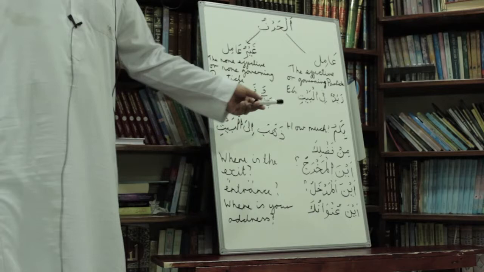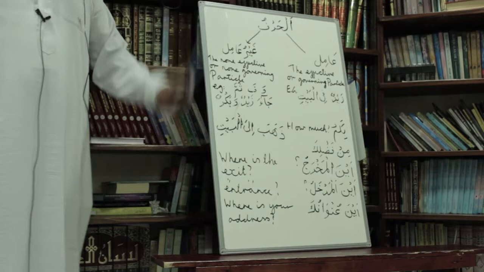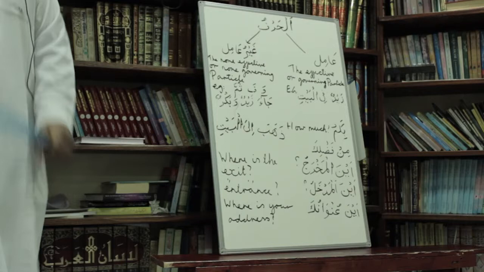And the bottom one: where is your address? Ayn unwanuk. So ayn means where. You can see, ayn, I've used most of them, so you get used to ayn. Ayn al-madkhal? Where is the entrance?